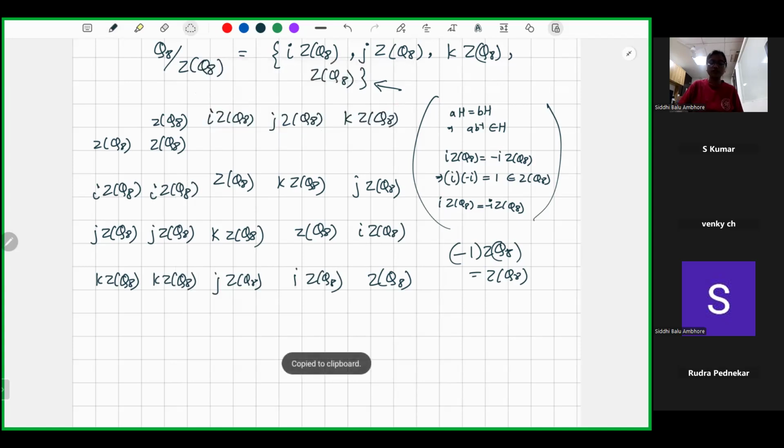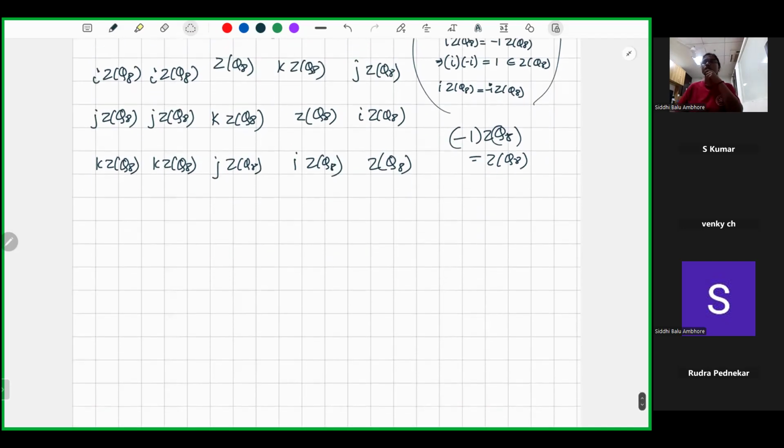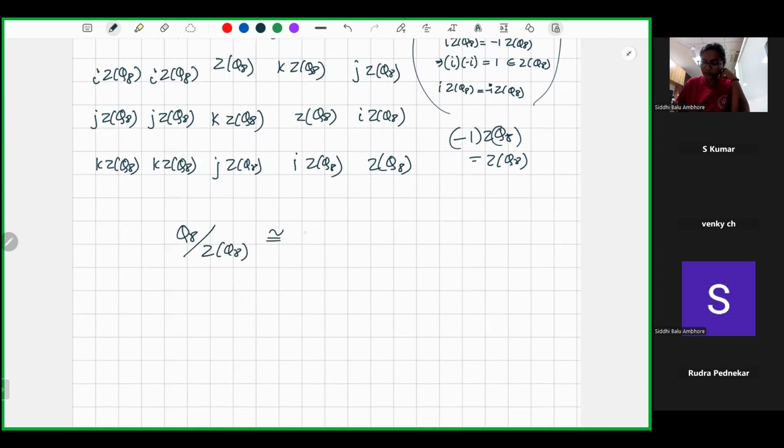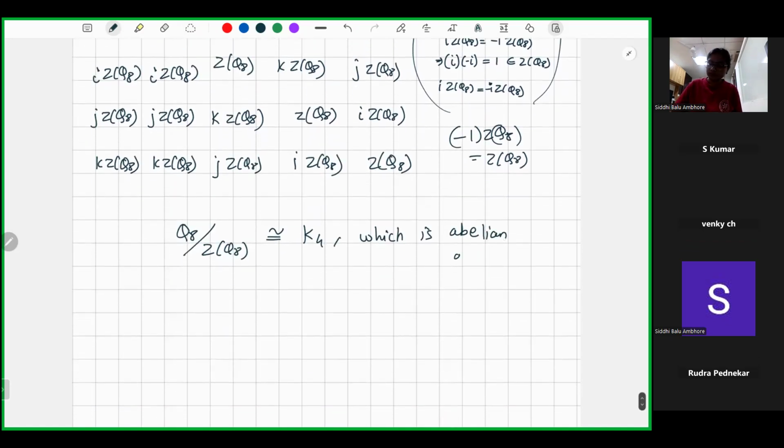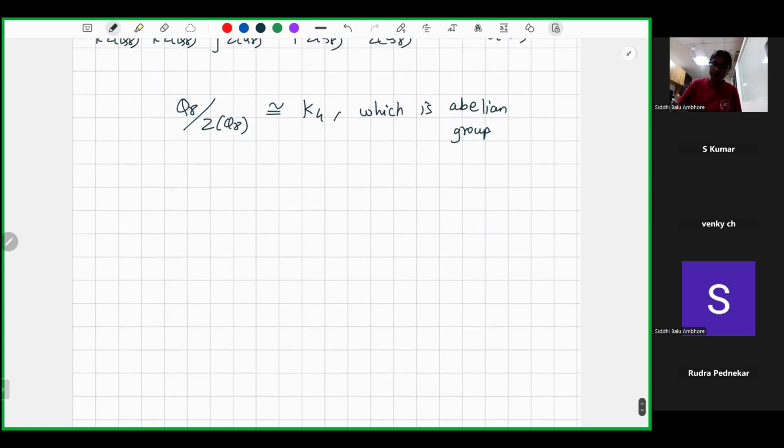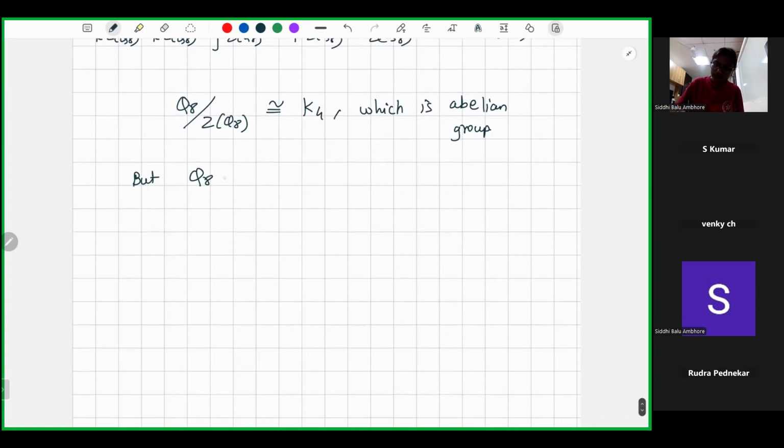So which we know is an abelian group. Therefore Z(Q8) quotiented by Z(Q8), that is Q8 mod Z(Q8), is isomorphic to K4, which is abelian. From the table itself, we can say that it is abelian. Okay, so it is an abelian group, but Q8 is not abelian.